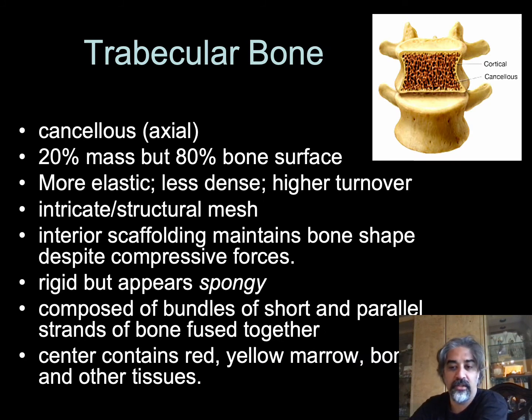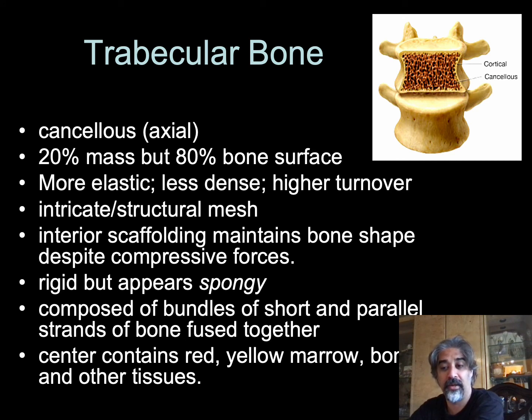Trabecular bone, also known as cancellous bone, is only about 20% of the skeletal mass, but 80% of the bone's surface. Trabecular bone is less dense, more elastic, and has a higher turnover rate than cortical bone. It's found in the epiphyseal and metaphyseal regions of long bones and throughout the interior of the short bones. It constitutes most of the bone tissue of the axial skeleton. These are the bones of the skull and the spine. It has an intricate structural mesh.